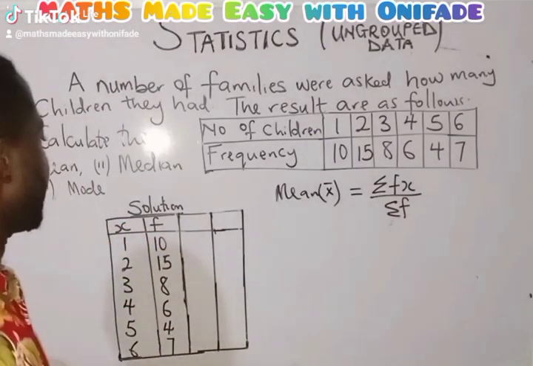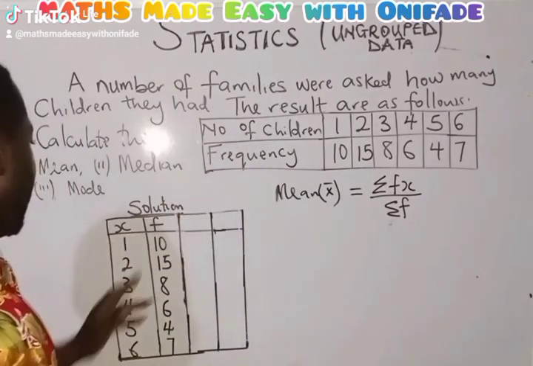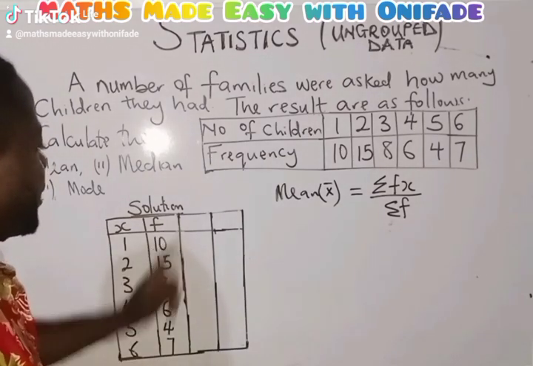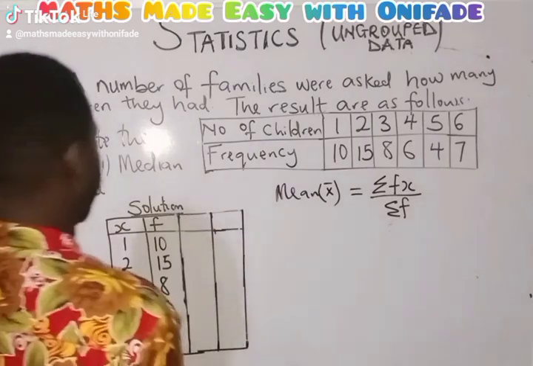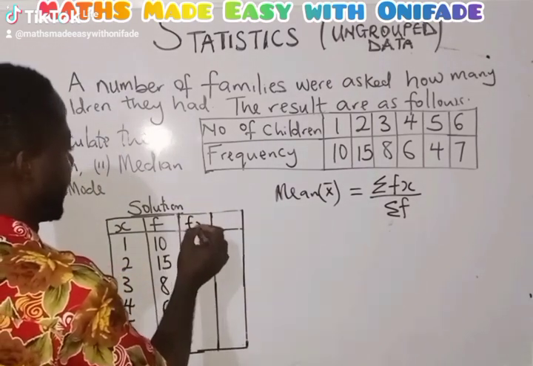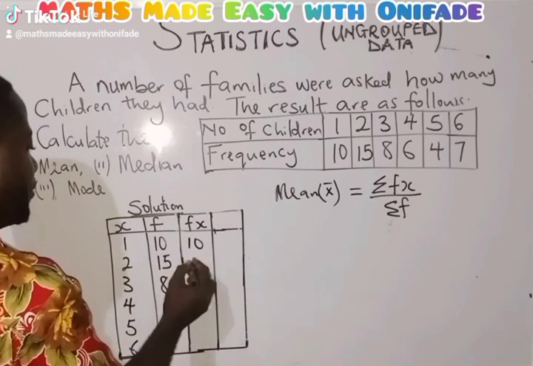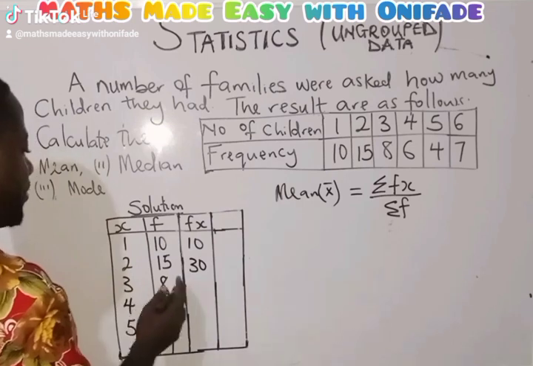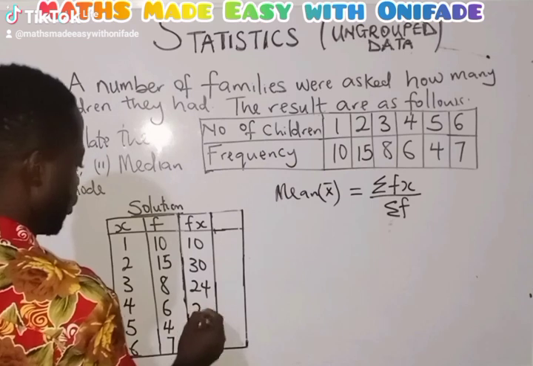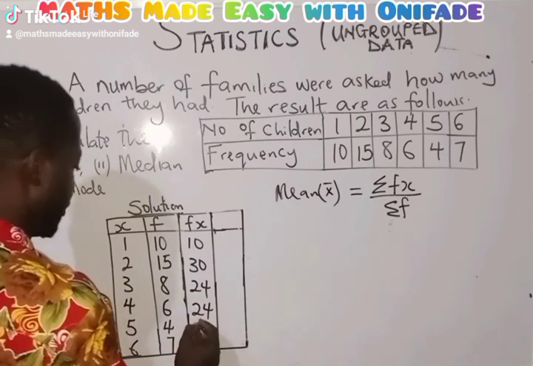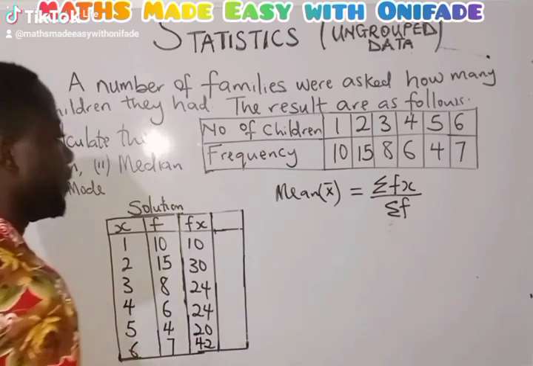What do we mean by fx? Since we have our x, which is the number of children, and we also have our frequency, which is represented with f, we are just going to multiply the two together, and that will give us fx. So I'm going to have my fx here. 1 times 10, 10. 2 times 15, 30. 3 times 8, 24. 4 times 6, 24. 5 times 4, 20. 6 times 7, 42.